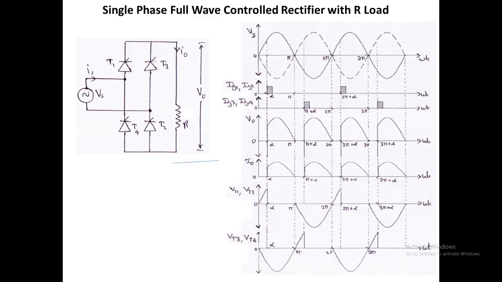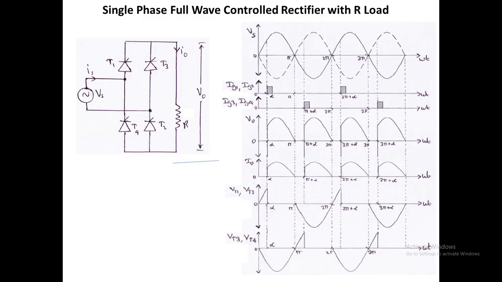So this is the circuit diagram for the single phase full wave controlled rectifier, and we have four thyristors T1, T2, T3 and T4, and the input is an AC voltage source Vs, which is equal to Vm sin omega t. It is represented by the expression Vm sin omega t, where Vm is the maximum value of the sinusoidal voltage and sin omega t is the nature of the waveform, and V0 is the output voltage and I0 is the output current.